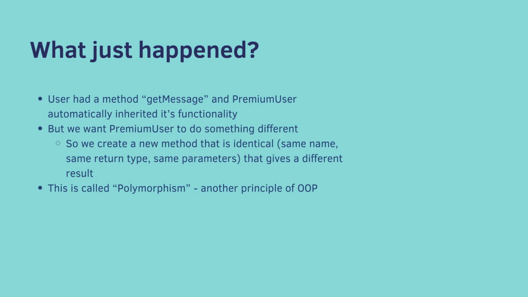Okay, so what just happened? A user had a method called getMessage, and premium user automatically inherited its functionality, as you would expect. But we want premium user to do something different. So we create a new method that is identical, meaning the same name of the method, the same return type, the same parameters, but it's going to give a different result. This is called polymorphism. It's another principle of object-oriented programming. We'll look at this in just a second.